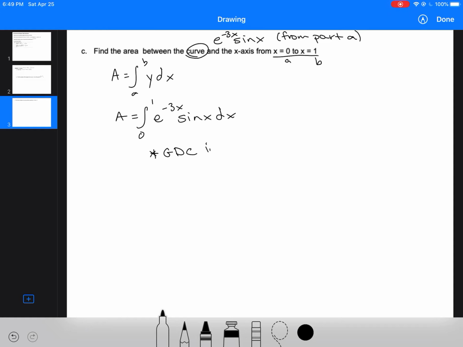This would be a GDC integral, so you can use your graphing calculator. And what you should get is that the area is approximately 0.0847 units squared in between that curve and the x-axis. The questions that you should try to go along with these applications are in 14G.